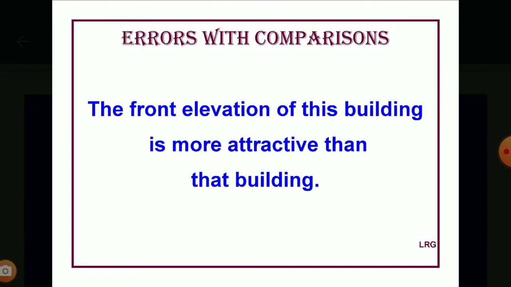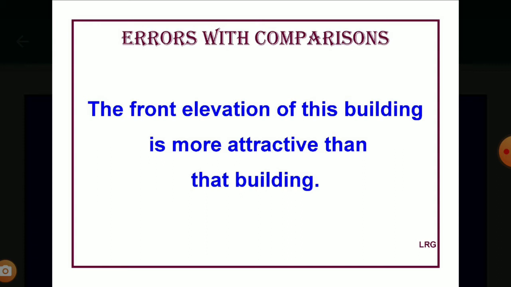The front elevation of this building is more attractive than that building. Look at the compared elements here. In the first part, it is front elevation. In the second part after than, it is that building. You cannot compare elevation and building. You can only compare elevation and elevation.